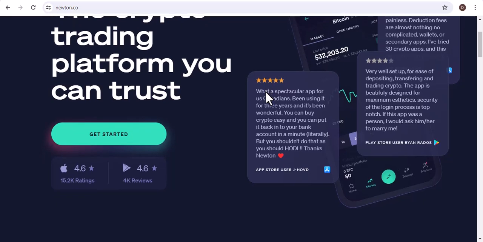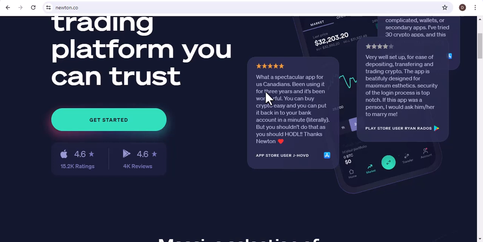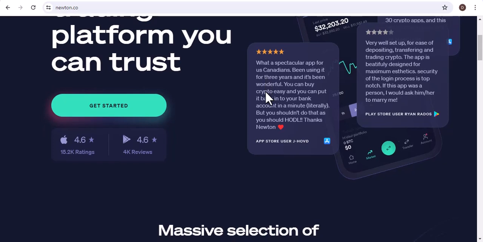What is Newton Crypto? Before we get started, let's take a quick look at what Newton Crypto is. Newton Crypto is a Canadian cryptocurrency exchange that allows you to buy, sell, and trade a variety of cryptocurrencies, including Bitcoin, Ethereum, and Litecoin.